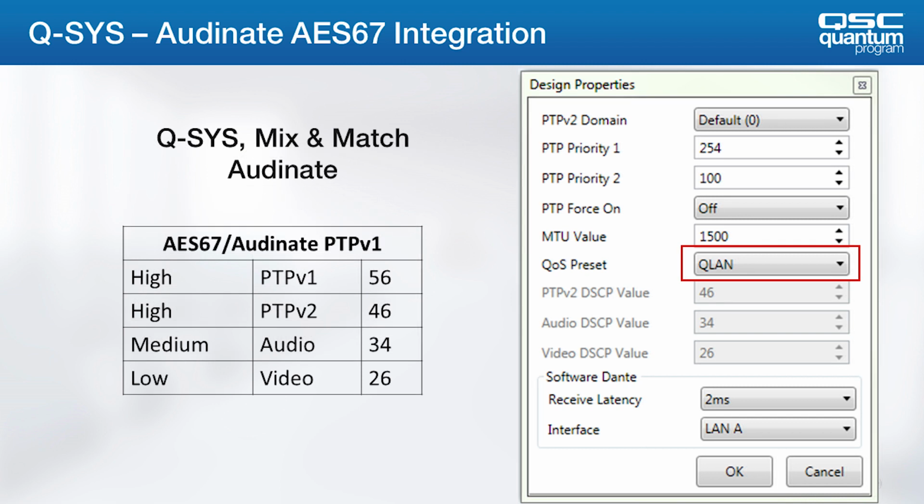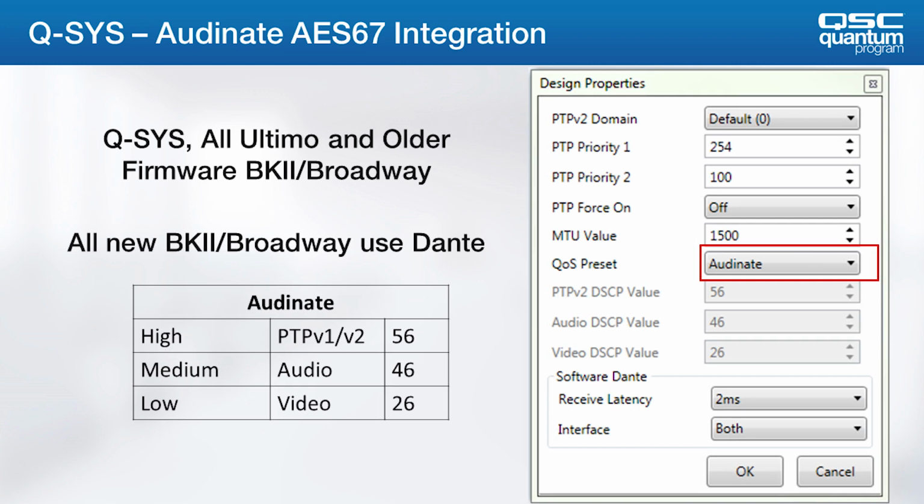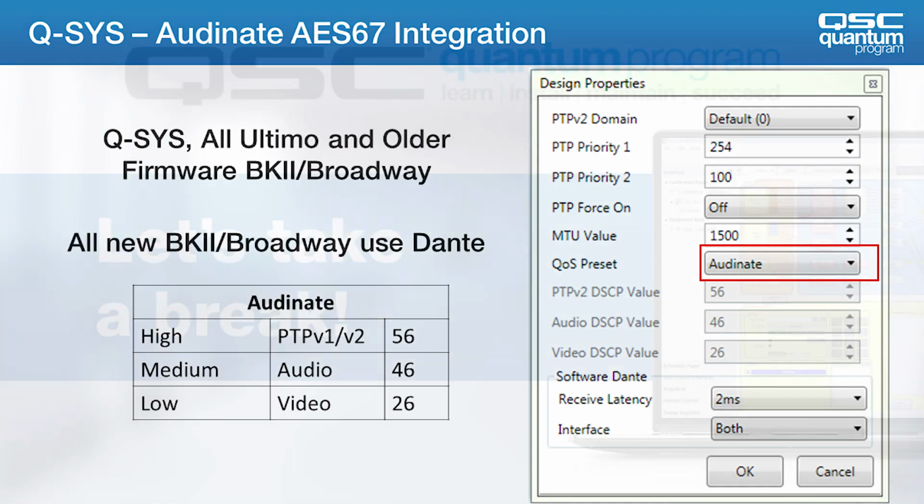We have the same concerns if we have a mix of Ultimo and newer firmware Brooklyn 2 or Broadway devices. We'd set things up exactly as the previous case. Note that these last 2 cases can be simplified if the interface to Q-SYS can use the CDN64 or software-based Dante. If you can have all the new firmware Brooklyn 2 and Broadway devices use Dante, then all the other devices will use Audinate values. Use the Audinate QoS preset in Q-SYS and you're set.